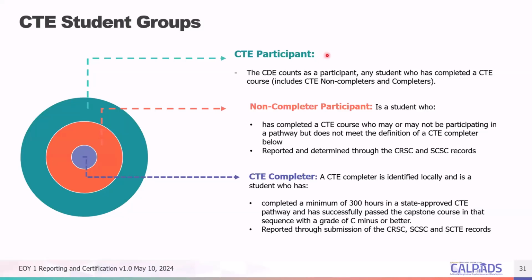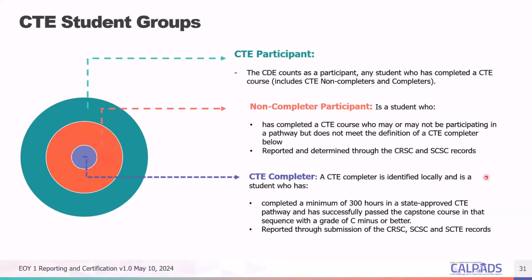So that's participants. And then a subset of those participants, non-completer participants. A non-completer participant is a student who has completed a CTE course who may or may not be participating in a pathway, but who does not meet the definition of a CTE completer. CTE non-completer participation is reported and determined through CRSC and SCSC records, not through the SCTE record. And then CTE completers are identified locally.